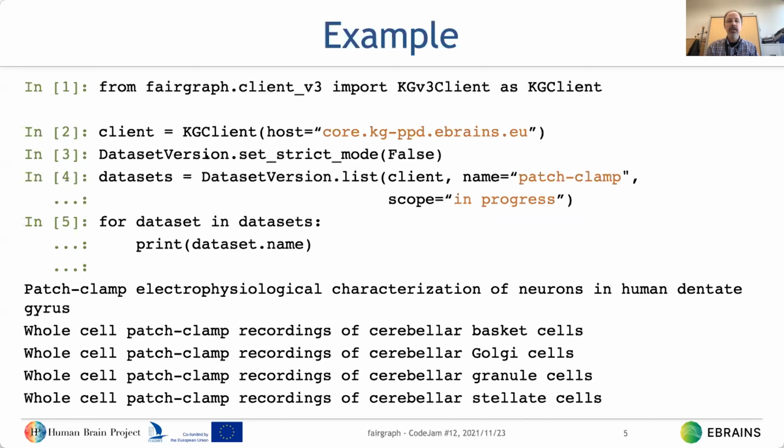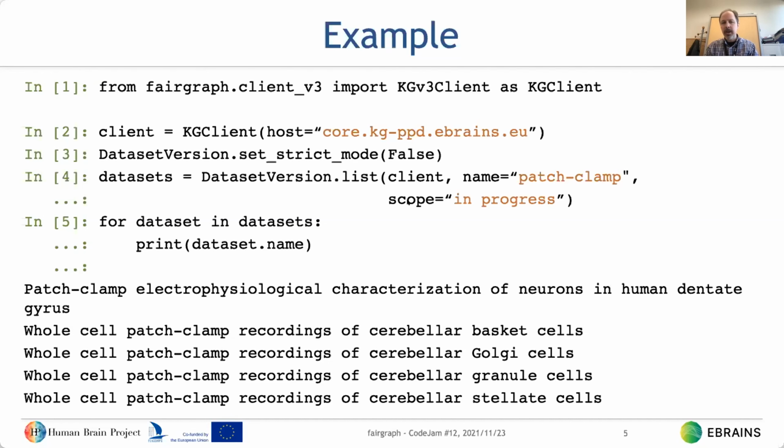Once you have this, I'm missing an import here. There should be a from fairgraph.openminds.core import DatasetVersion. Each schema in openMINDS is turned into a Python class, and we can use this Python class as a way to access the data of that type of that schema in the knowledge graph. Here, for example, we can use DatasetVersion.list. We pass it the client so it can talk to the knowledge graph. And here we're filtering. We want only those datasets which have the phrase patch clamp in the dataset name.